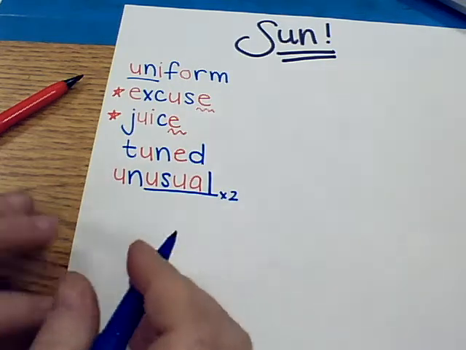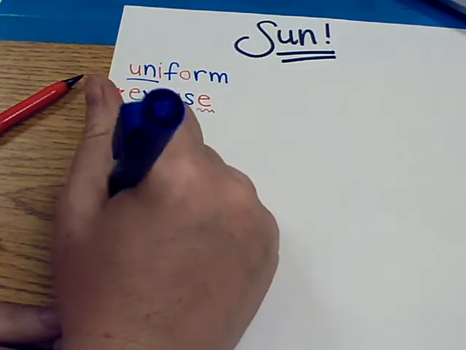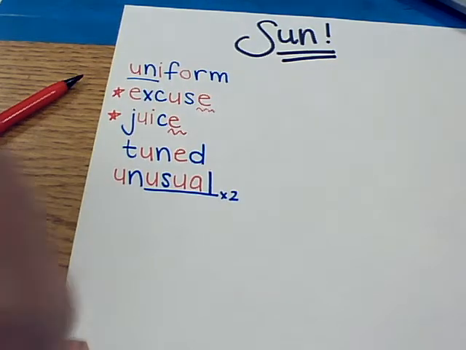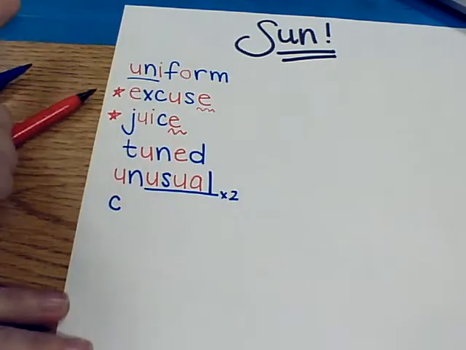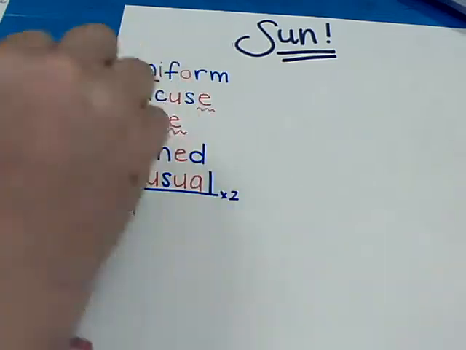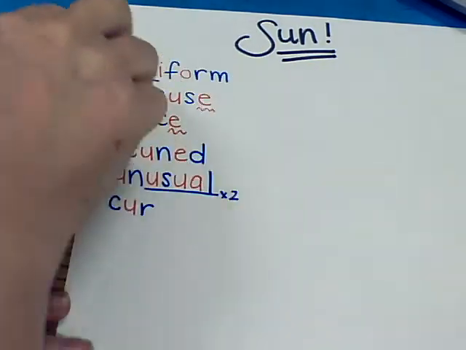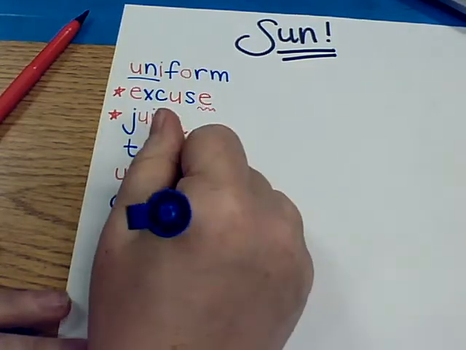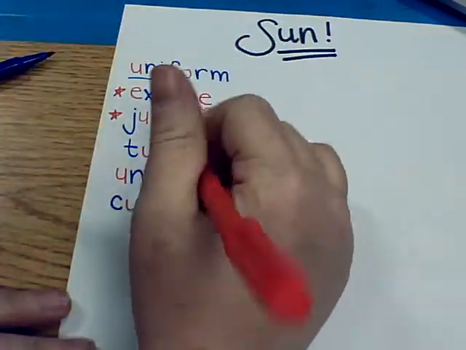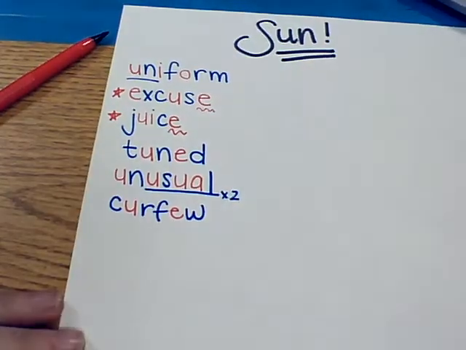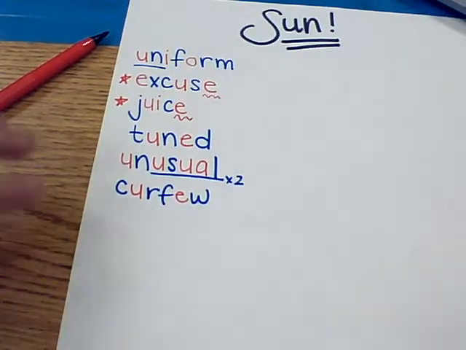Next we have curfew. Sometimes that hard noise is a K, but this time it's a C. We're going to have a U, R, curfew. Oops, I almost used the wrong color. Few, F-E-W. And if you don't know, a curfew is what you have when you're supposed to be in bed.